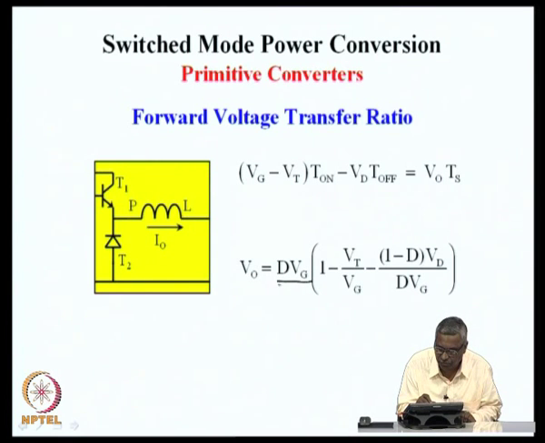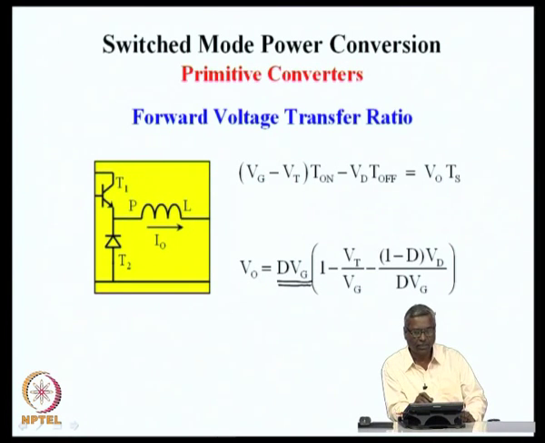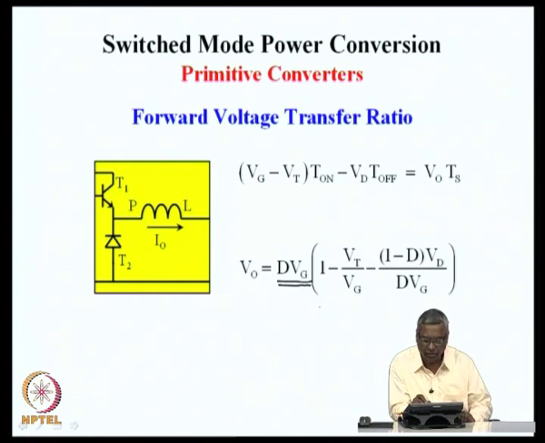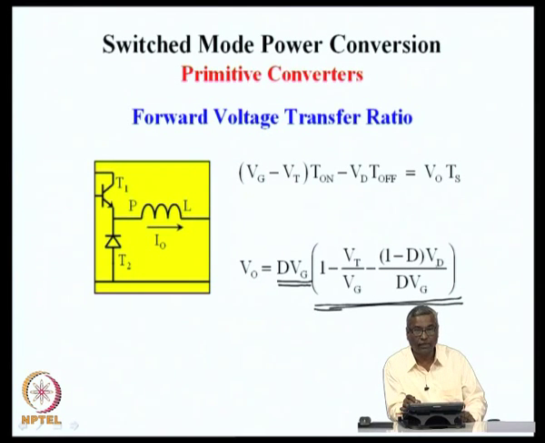Ideally, when the switches were not dropping any voltage, output voltage was d times Vg. But in addition, now we have a correction factor. This correction factor, as you can see, is less than 1. It is less than 1 by 2 ratios. One ratio is the transistor voltage divided by the source voltage, and another ratio is 1 minus d times the diode voltage divided by the ideal output voltage. D times Vg is the ideal output voltage.